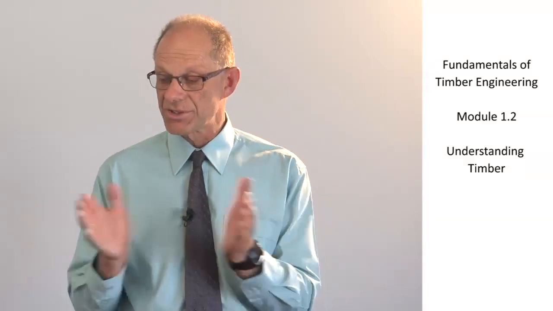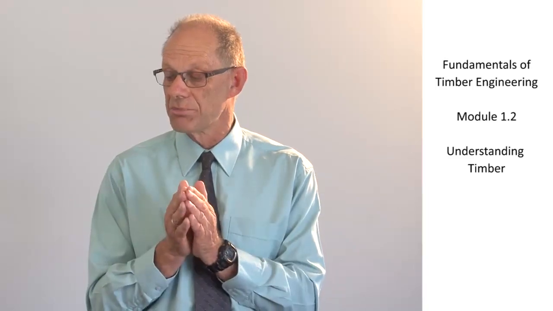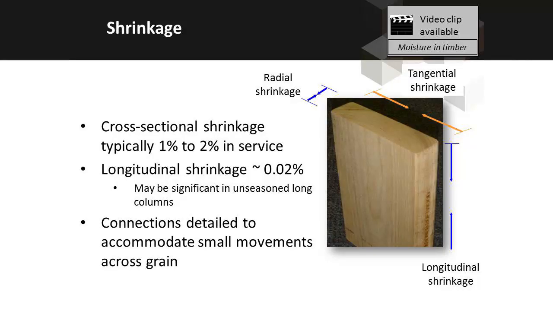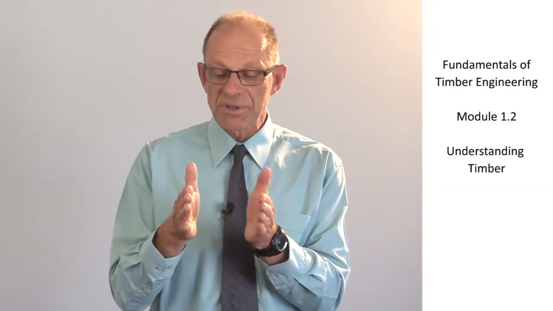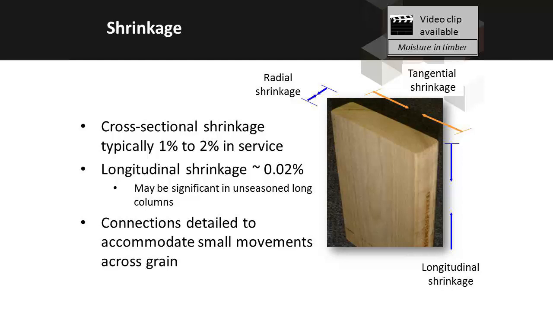It responds to the changes of moisture content by moving. And because it's the cell walls that are getting slightly thicker or thinner, it's going to shrink or swell perpendicular to the grain. There is a video clip on moisture in timber that explains this in a little bit more detail. But we get movement of timber in service of generally around 1 to 2% perpendicular to the grain, and about 1/10 of that parallel to the grain in the pieces of timber.